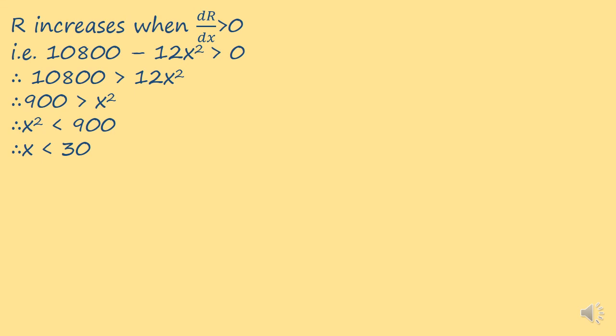Now if you see in algebra, when you find the square root it can be positive or negative. So x can be either plus or minus 30. But in our case, the number of items produced is never negative, isn't it? And therefore we get x as less than 30, only the positive square root. So we say that revenue increases when the number of items is less than 30.